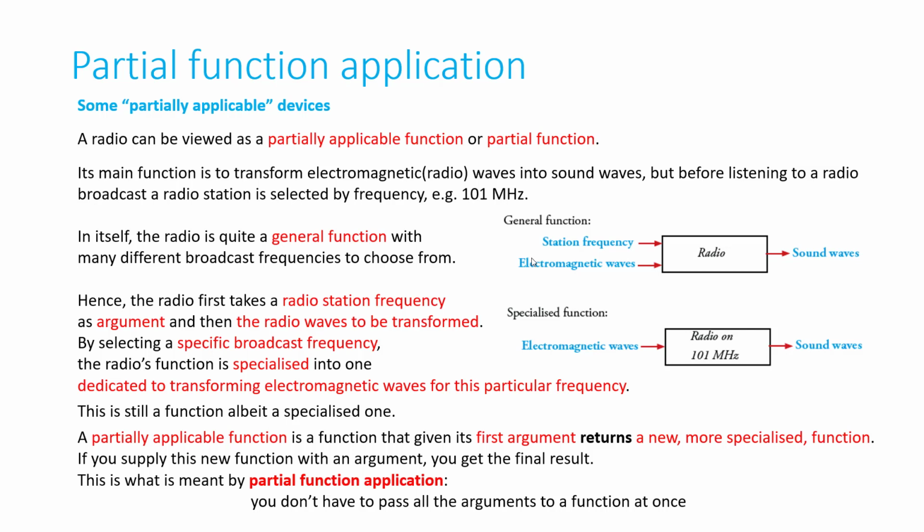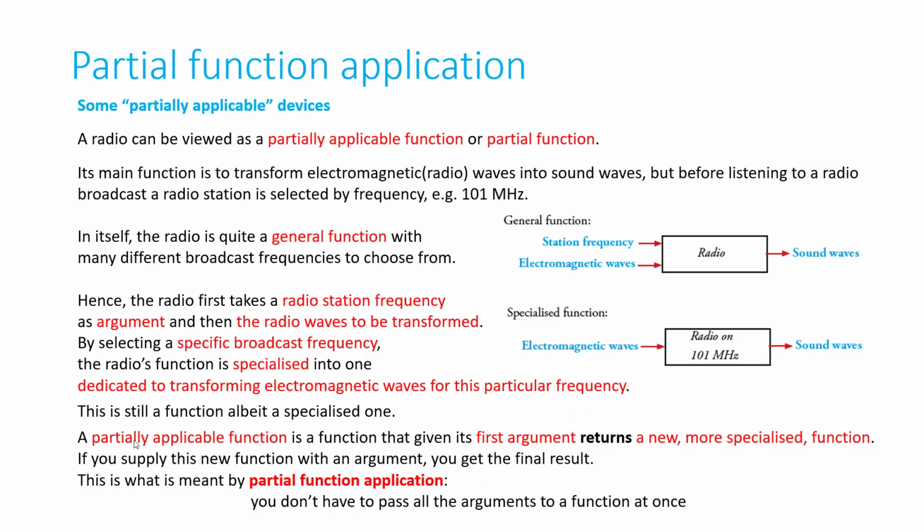By selecting a specific broadcast frequency, the radio's function is specialized into one dedicated to transforming electromagnetic waves for this particular frequency. For example, if we've selected the station frequency 101 megahertz, then the radio is now a more specialized function which transforms electromagnetic waves into sound waves. So we still have a function, but it's a specialized one.